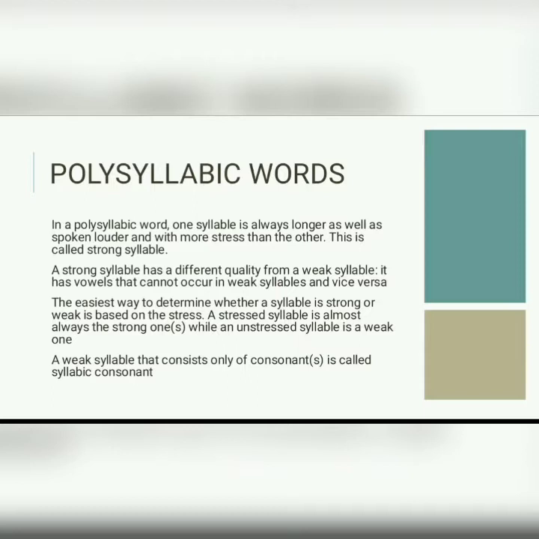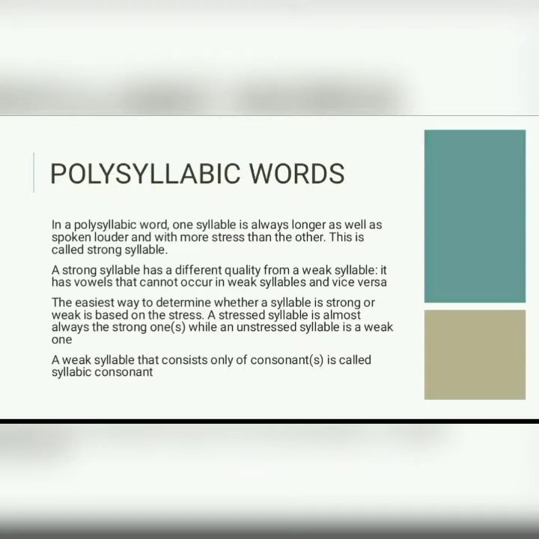Polysyllabic words are words which have two or more syllables. For example, the word you is not a polysyllabic word because it just has one syllable, you. The other example is the word curly. This word is a polysyllabic word because it has two syllables, cur and li, curly.